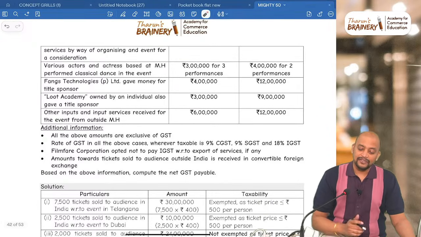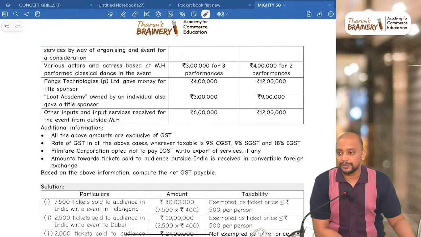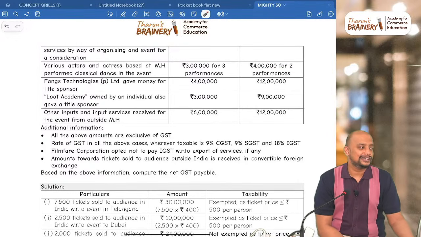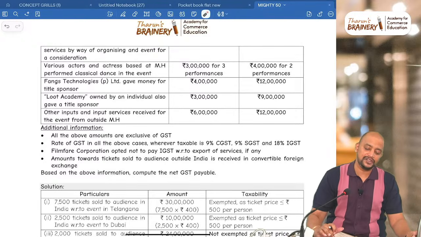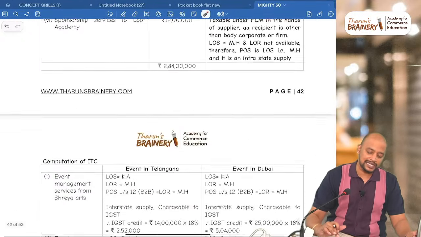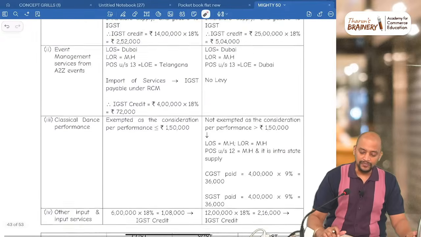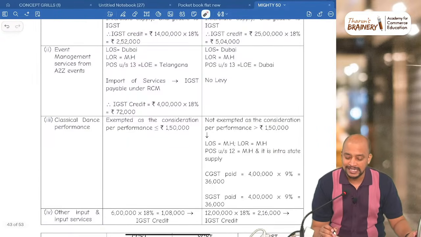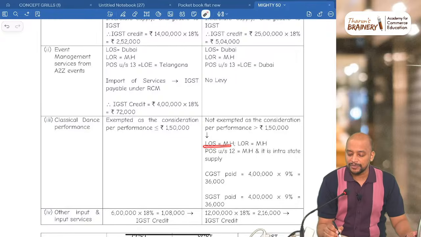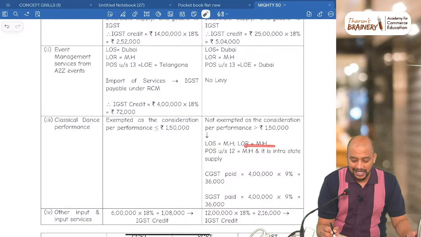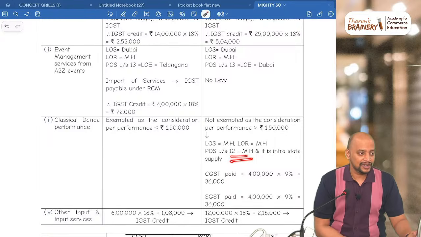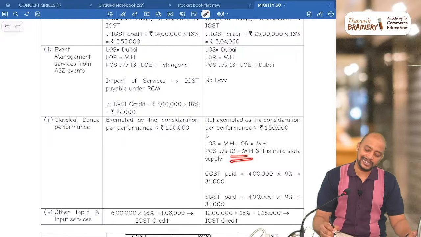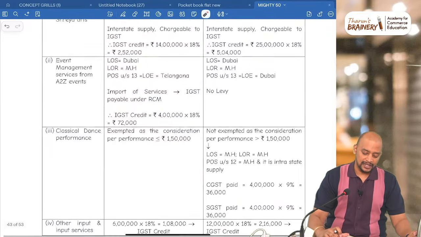And next, 4 lakh for 2 performances. What about that? Taxable. Per performance it exceeds 1,50,000. It will be taxable. And again we need to analyze. So see this. Not exempted as the consideration per performance exceeds 1,50,000. Supplier will be Maharashtra. Recipient also Maharashtra. Place of supply, general provisions. We don't have anything. So therefore, general provisions, it is intra-state supply, Maharashtra, and CGST and SGST is paid.